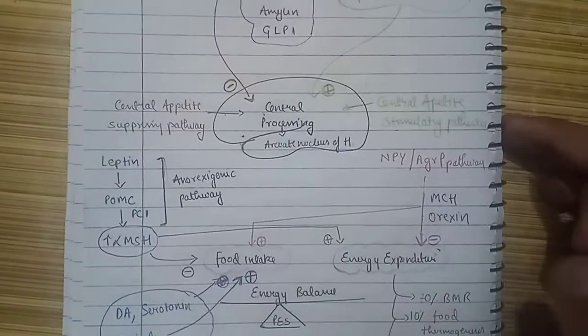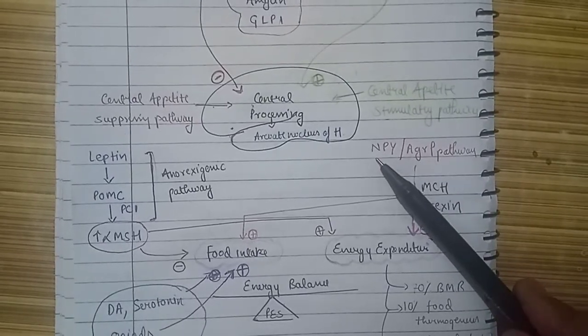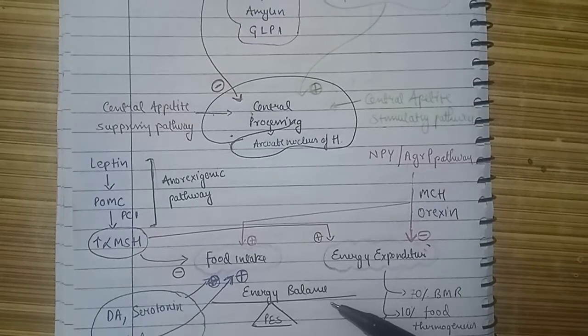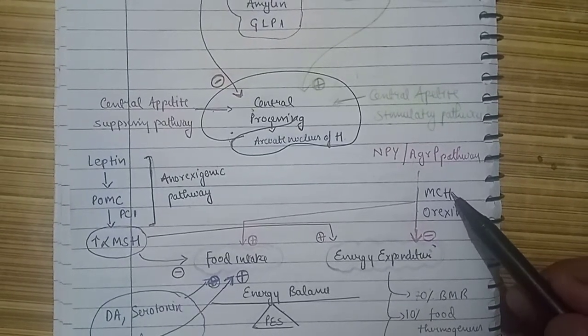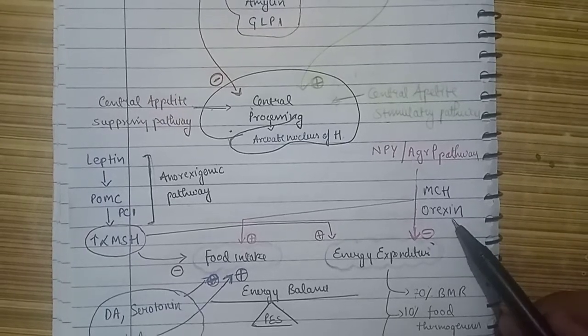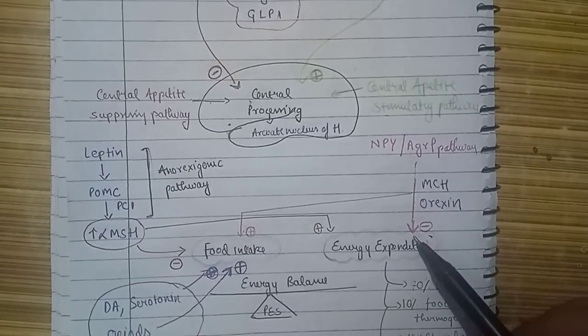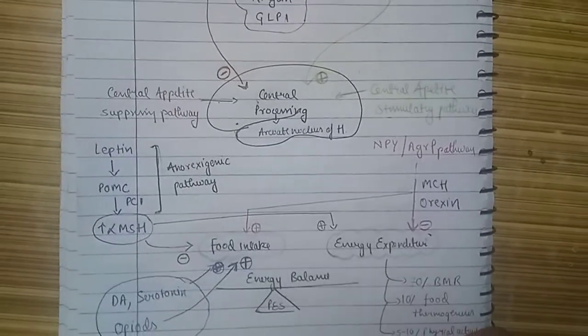Okay, let's talk about the stimulating pathway. The stimulating pathway is the one which include neuropeptide Y and agouti related protein pathway. Now these stimulate the secondary neuron, which are going to release melanocyte concentrating hormone and the orexin, and these are the ones which are going to inhibit the energy expenditure, plus will stimulate the food intake. Okay, this was a summary.